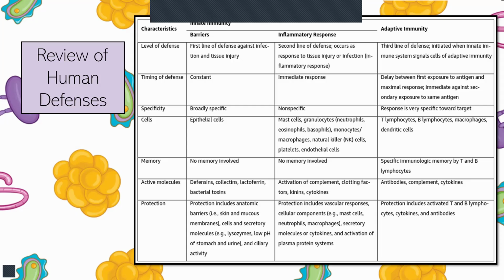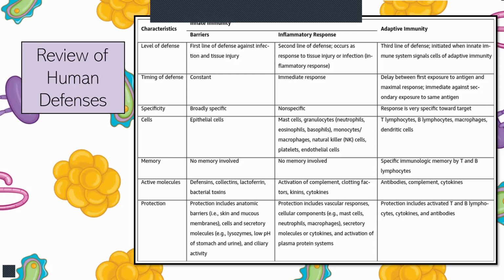Memory: for innate immunity, there's no memory involved. Also, with the inflammatory process, there's no memory involved. With adaptive immunity, specific immunological memory by T and B cell lymphocytes is formed. And then with innate immunity, active molecules are defensins, collectins, lactoferrins, and bacterial toxins. With the inflammatory response, there's activation of complement, clotting factors, kinins, and cytokines. And with adaptive immunity, antibodies, complement, and cytokines are involved.